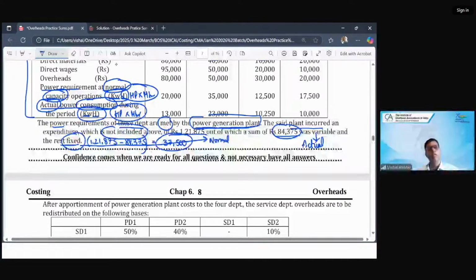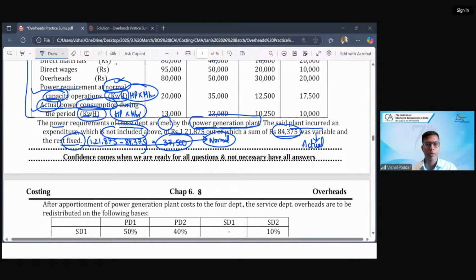But fixed has nothing to do with how much your actual output is. Fixed remains fixed irrespective of actual output. Hence, for fixed, we will select a value which is also fixed or constant, that is the normal capacity. So the normal capacity remains constant. So for fixed cost, we take the normal capacity as our basis. And for variable, since it depends upon actual output, we take actual as our basis. So here we have two, normal and actual, that we will take for both the expenses.